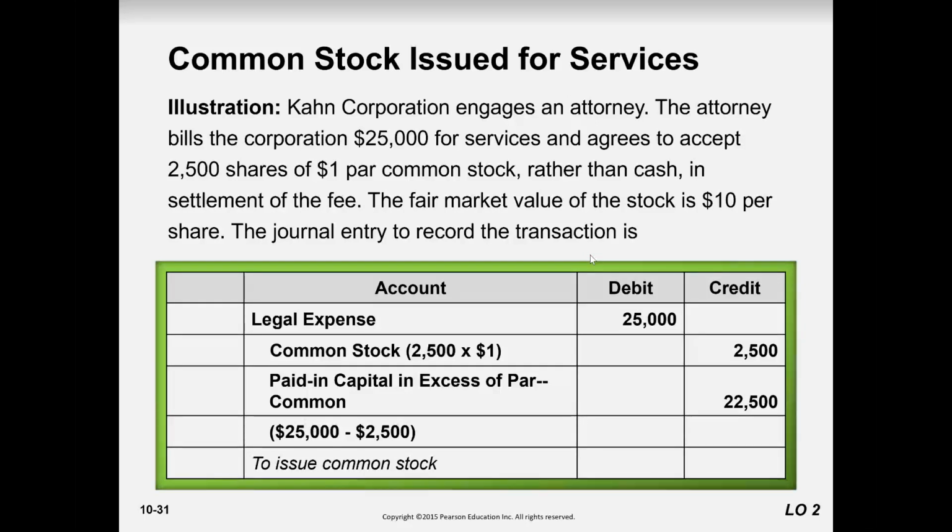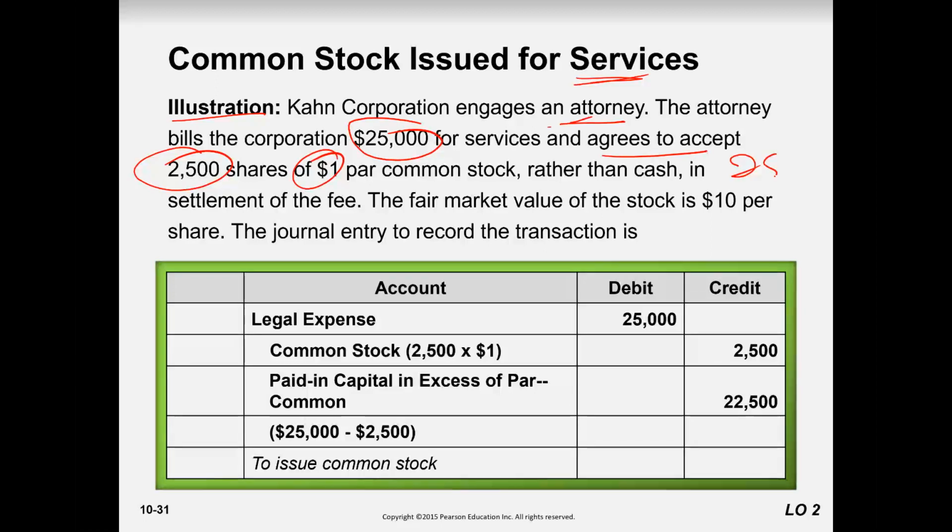Now, common stock issued for services. What if you receive services and you don't have cash? You said, okay, be my partner, I can give you shares. That's it. So let's see the illustration here. Khan Corporation engages an attorney. The bill was 25,000 for the services, and the attorney agrees to accept 2,500 shares, one par value.